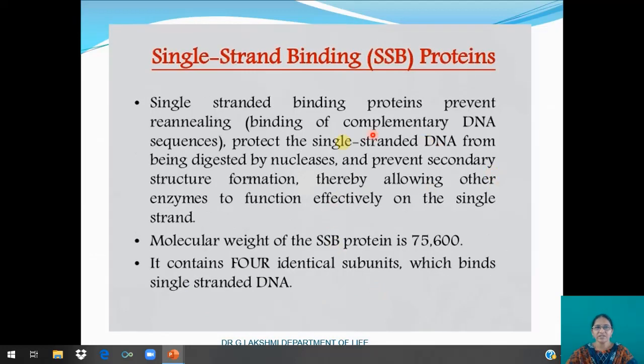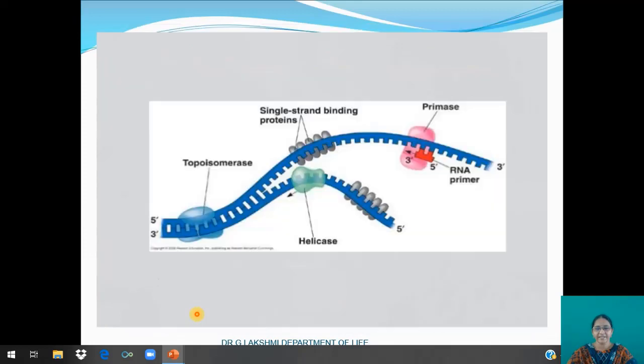The clamp-polymerase protein-protein interactions are stronger and more specific than the direct interaction between the polymerase and the template strand. Coming to single-strand binding proteins, they prevent re-annealing and protect the single-strand DNA from being digested by nucleases. Here see the functions. One is preventing re-annealing, another is protection from nucleases, and another is preventing secondary structure formation. This allows other enzymes to function effectively on the single strand. The molecular weight of the single strand binding protein is 75,600 daltons. It contains 4 identical subunits which bind single strand DNA.